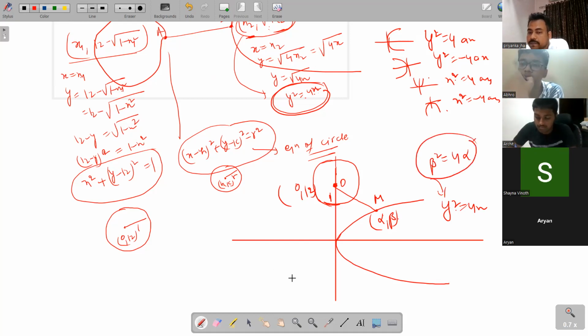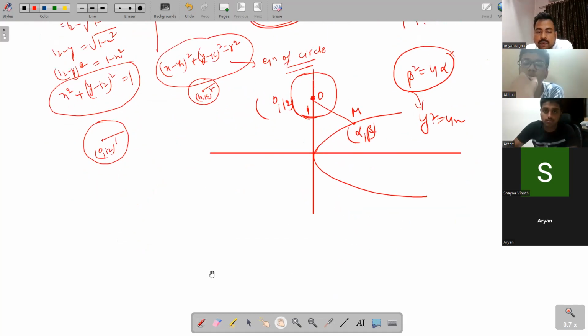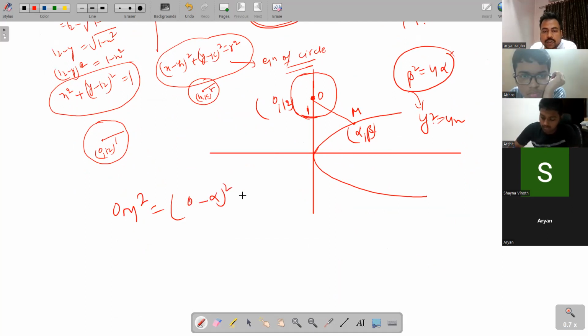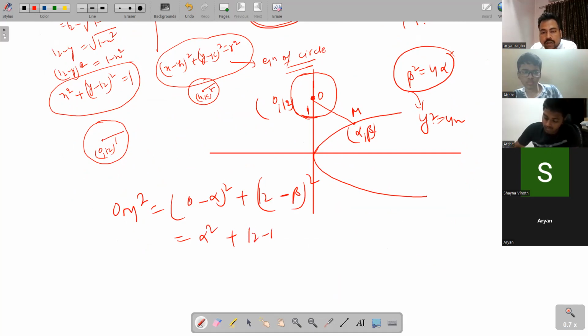One relation we got. Now, we have to find minimum distance. So first you apply the distance formula over here. OM squared is x1 minus x2 whole square plus y1 minus y2 whole square. Understood? So this is alpha square plus 12 minus beta whole square. Now see, if OM will be minimum, of course OM square will also be minimum.